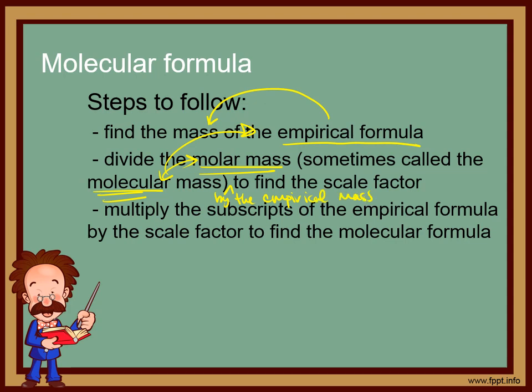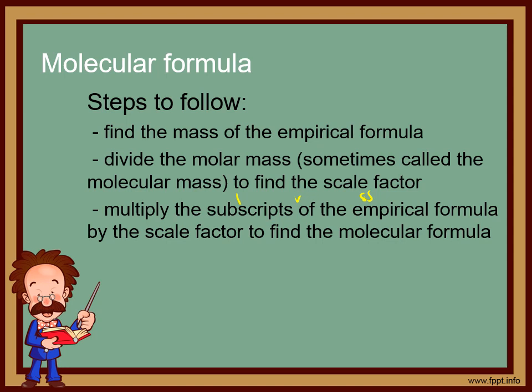Find the mass of the empirical formula. Divide the big mass, the molecular mass, by the empirical formula's mass to find that scale factor. And then take that scale factor, multiply all the subscripts of the empirical formula by the scale factor. That's your molecular formula. Good. One more time. It's a lot of words.